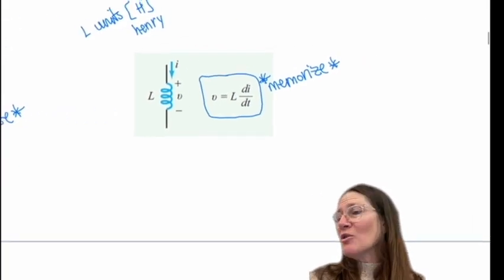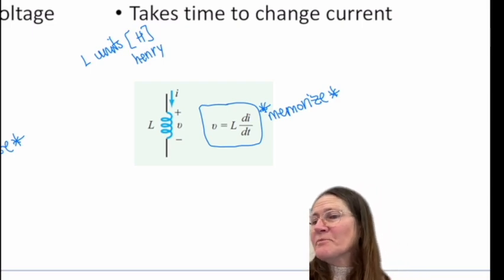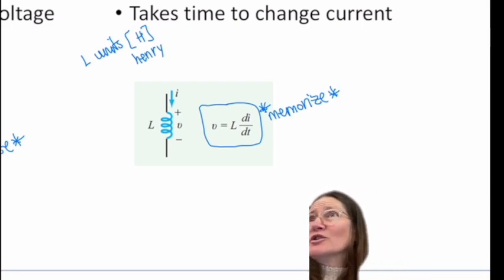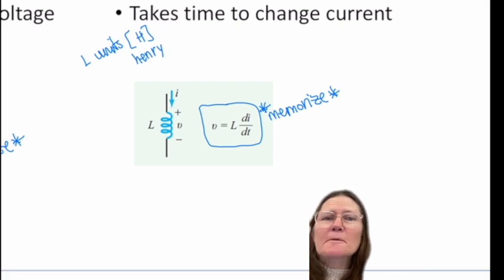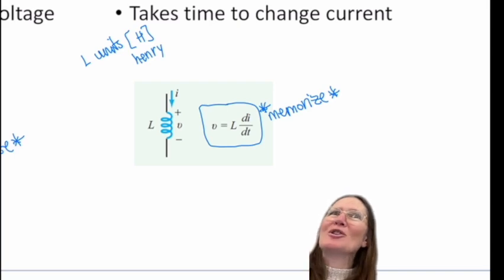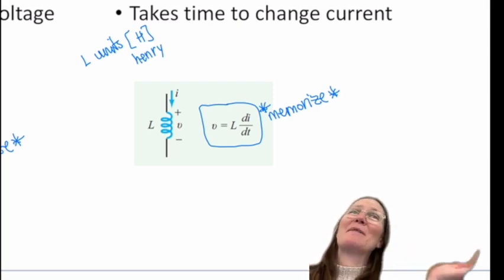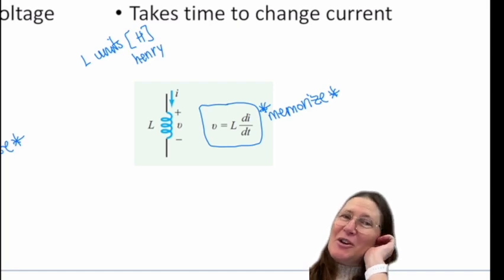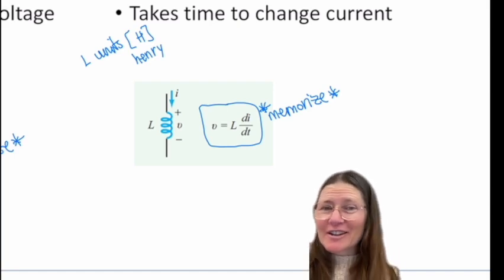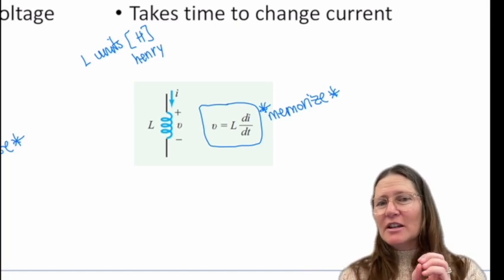Okay, so now we get to inductors. So an inductor is a little harder to visualize because we all understand batteries. So storing voltage makes more sense because of a battery. Current storage is a little bit harder to understand, and that's the way that the inductor actually works.